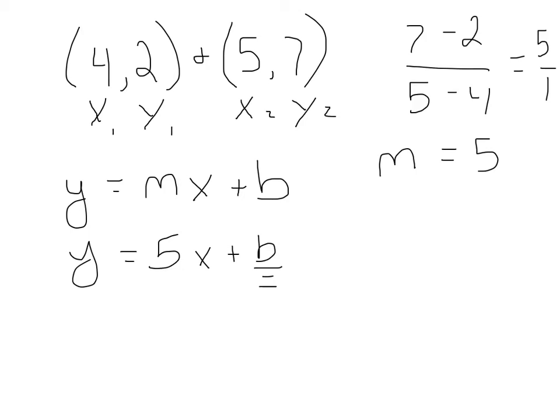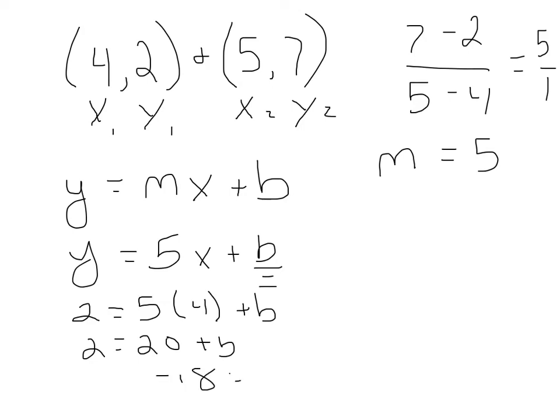Now it doesn't really matter which point I choose, they should both give me the same value, as long as I plug in the x and y from the same point. So I'm going to choose my first point. Since the numbers are smaller, that's the only reason I would do it. I'll plug in 2 for my y, 4 for my x. Again, with some simple algebra, I solve for b. So I discover that my y-intercept is -18.